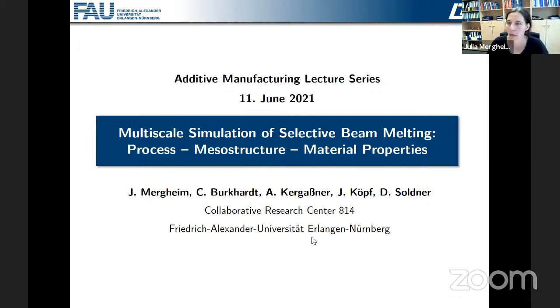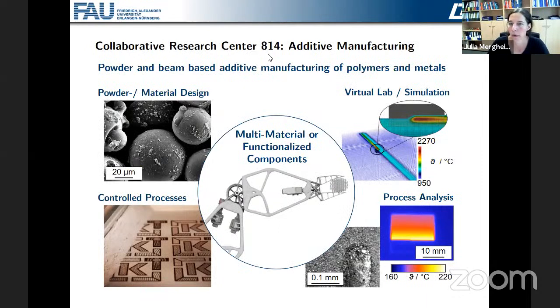We work together in the Collaborative Research Center 814 at the Friedrich-Alexander-Universität Erlangen-Nuremberg. And that is why I would like to start with a short introduction about the research center, which is named Additive Manufacturing. And it is focused on powder and beam-based additive manufacturing or selective beam melting processes of polymers and metals. So we have 4 different areas in this research center.